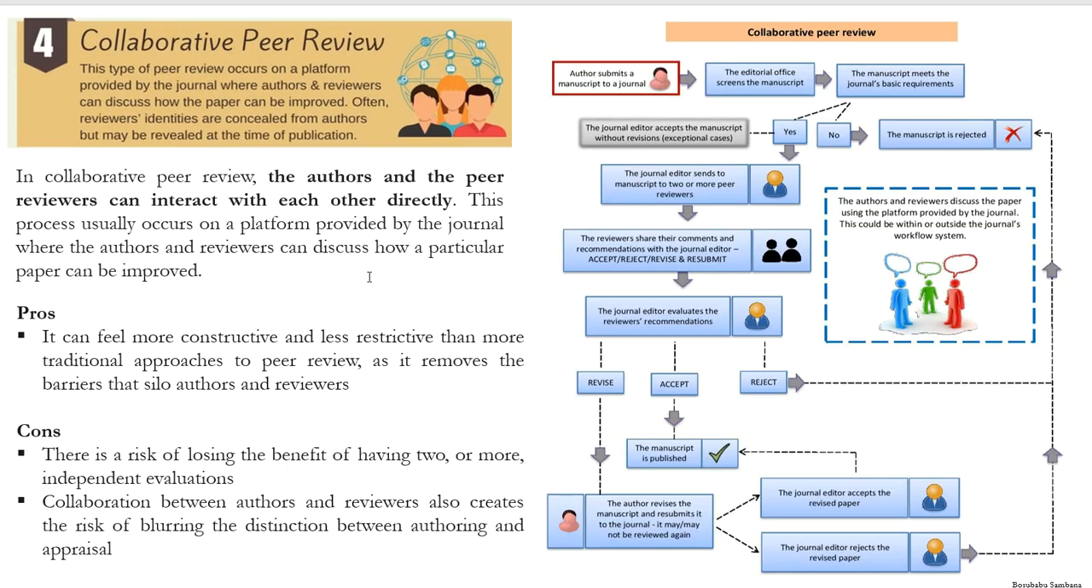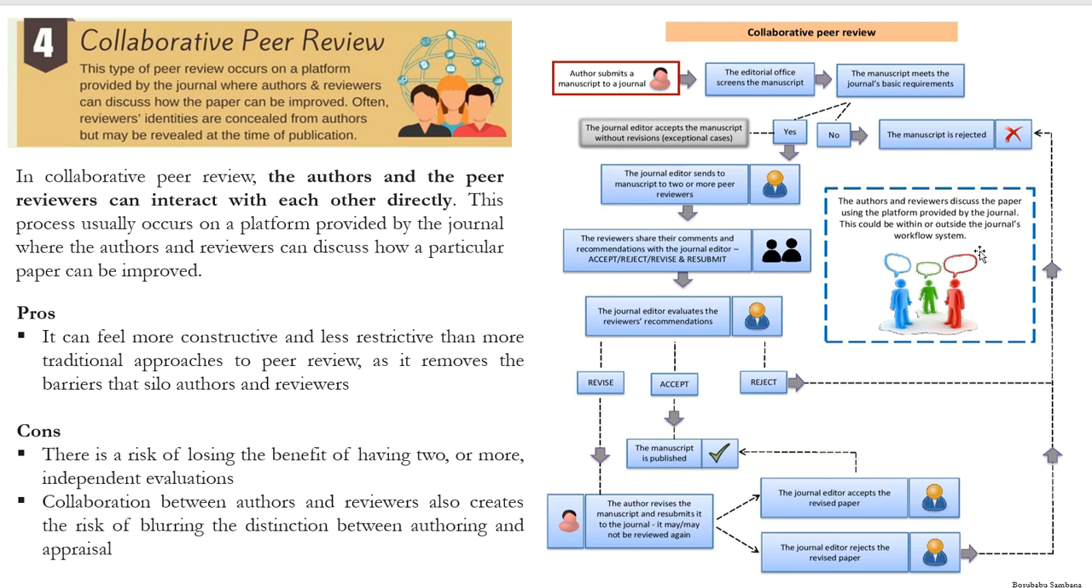Then this diagram represents what collaborative peer review is. If you already know about the developing peer review process going on here, the authors or reviewers discuss the paper using some kind of platform, which could be within or outside the general workflow system. Here the pre-production stage and post-production stage, everything is available and openly accessible.